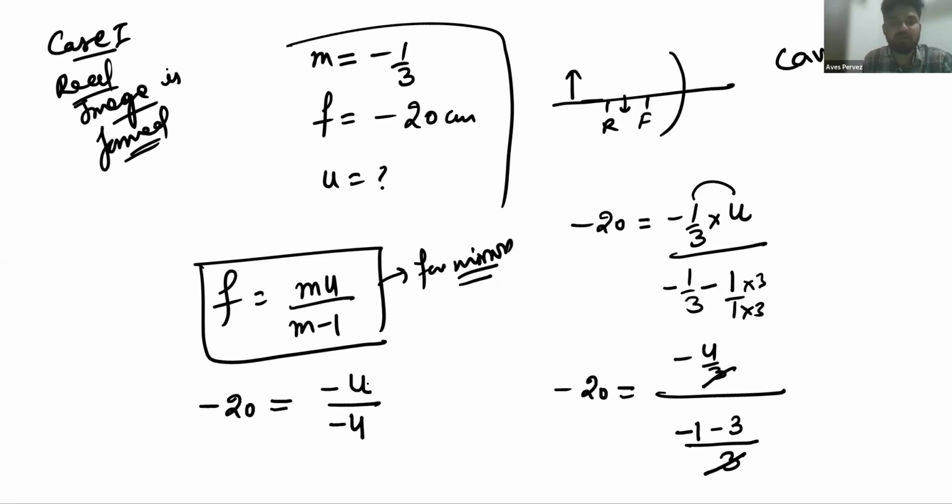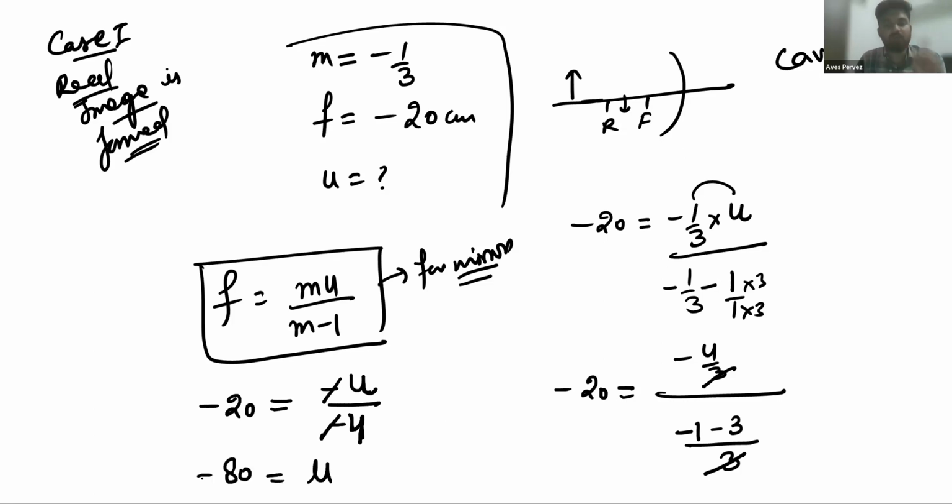Okay, this again, this is u. Don't think this is 4. And this is 4. So this minus will get cancelled out. And when you multiply this one, you will get u is equals to minus 80. So here you know that u is equals to minus 80.